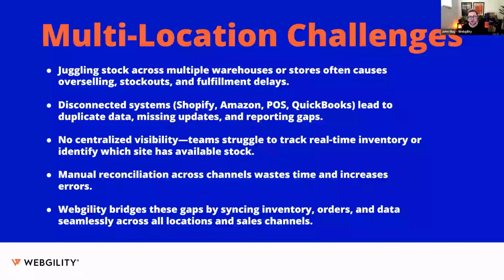If you're juggling stock across multiple warehouses or locations, that can open the window for overselling, stockouts and delays, right? If you have inventory across different areas and you're tracking those things manually, there's the human error component, right? Like if you're having to go to multiple places to update things, disconnected systems, like your Shopify, your Amazon, your QuickBooks, your point of sale. If you're going to all those places manually, chances are something at some point is going to get input incorrectly. Something's going to get duplicated. You're going to have those reporting gaps as well.